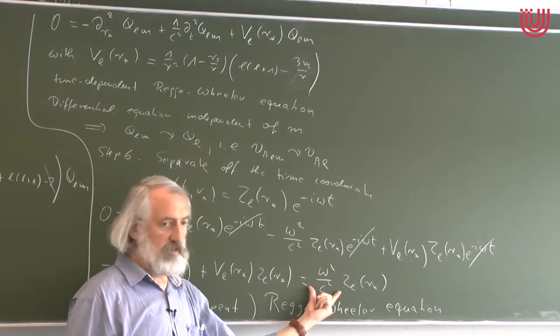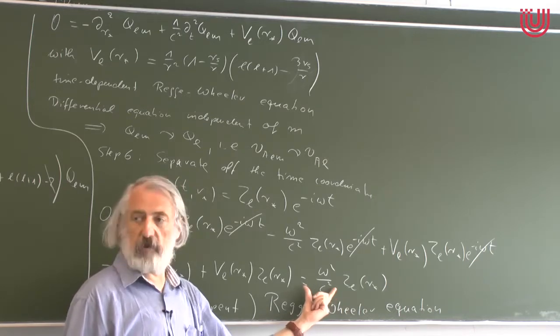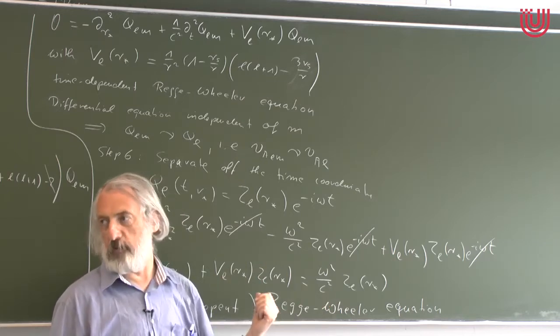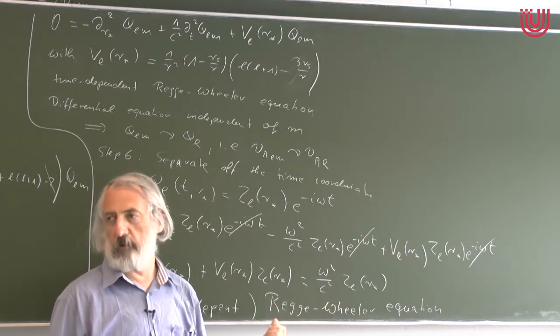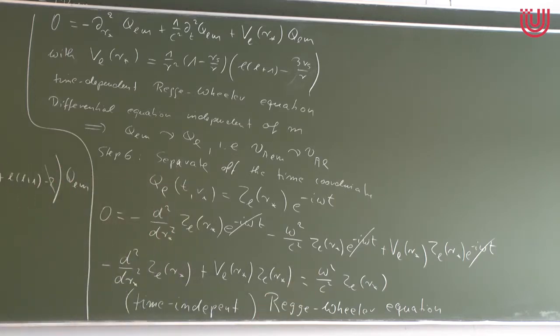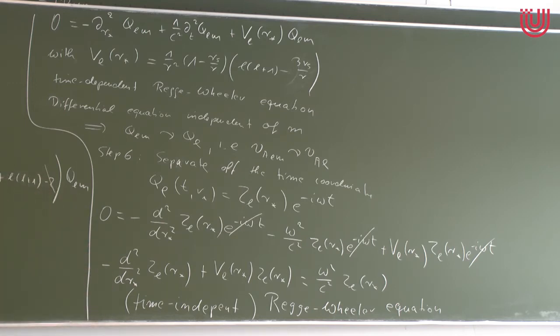In quantum mechanics, it's the energy, which is h bar times omega. Here we have an omega squared. Why do we have an omega squared? Because our differential equation is second order in time. The Schrödinger equation is first order in time. That's why we get an omega squared. But apart from this, it's very similar. And actually, many techniques which you learn in quantum mechanics in order to solve this type of equation carry over. And you do this here for the Regge-Wheeler equation.